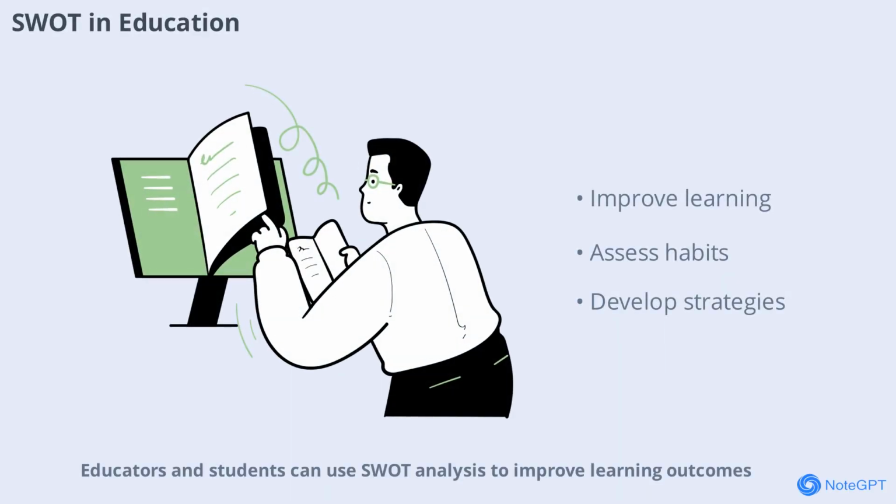Educators and students can use SWOT analysis to improve learning outcomes. Teachers might analyze their teaching methods while students assess their study habits. By understanding strengths and weaknesses, both can develop strategies for improvement.